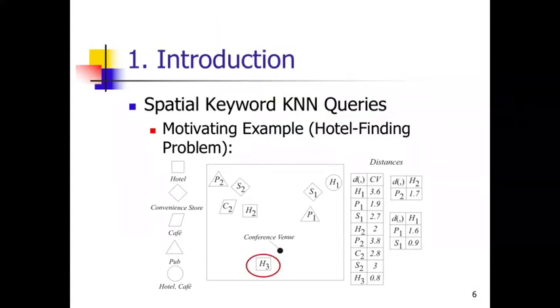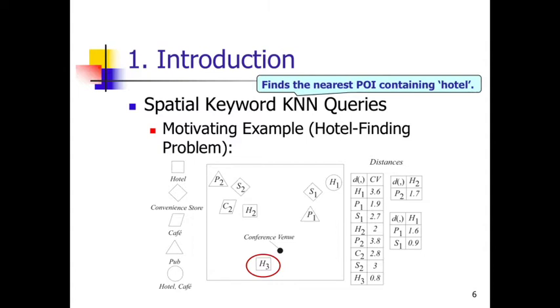The first highly related work is spatial keyword KNN queries. In our case, K is equal to 1, and it simply finds the nearest point of interest containing the keyword hotel, which is H3. But the vicinity of H3 is almost empty.